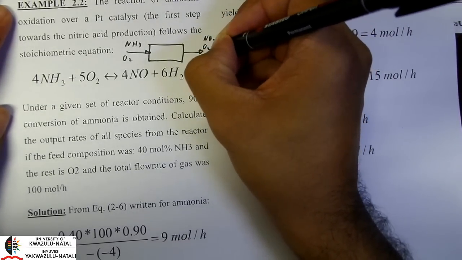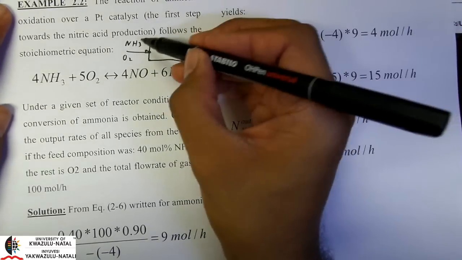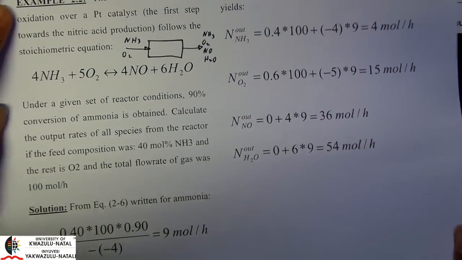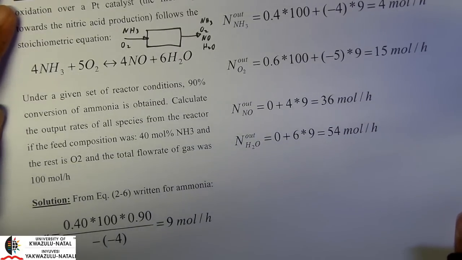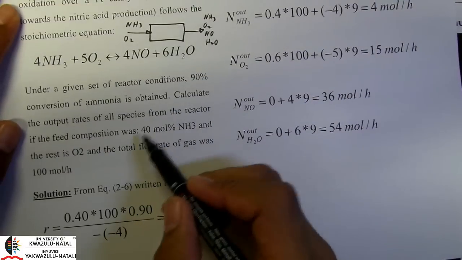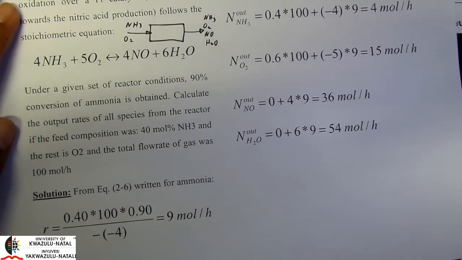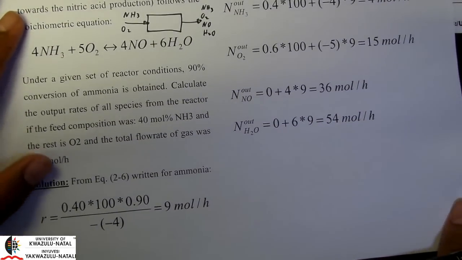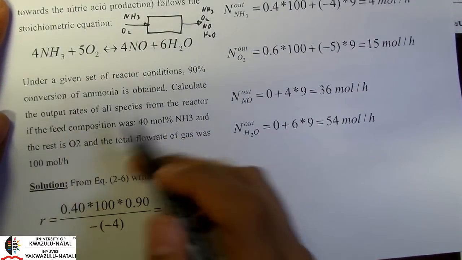So ultimately we will have ammonia, oxygen, nitrogen oxide and water in the output because the conversion is not complete, so we will have some leftover reactants. And they want us to calculate the output rates of all species from the reactor, and they've given us a feed composition and flow rate, 40 mole % of ammonia and a flow rate of 100 moles per hour.